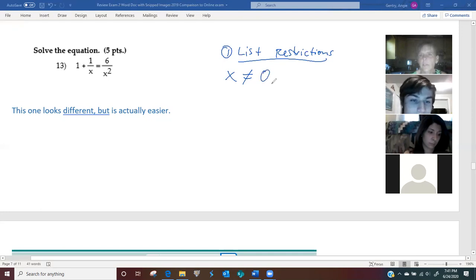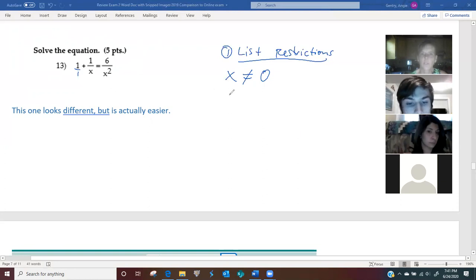Zero. Right, and in this case, it's the only thing that'll cause a 0, because this is 1 over 1. So if x is 0, it causes undefined here. If x is 0, it causes an undefined here. So x cannot be 0. Okay, step 2. We're going to solve.